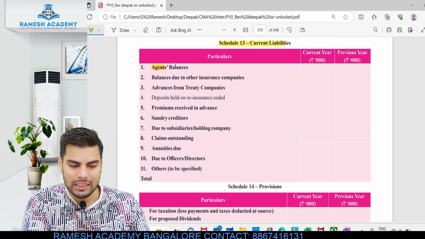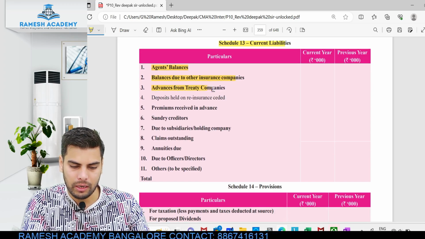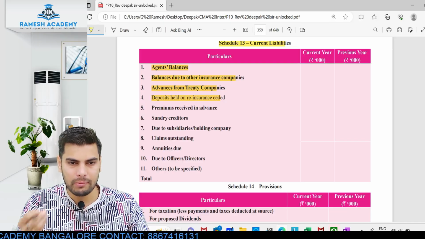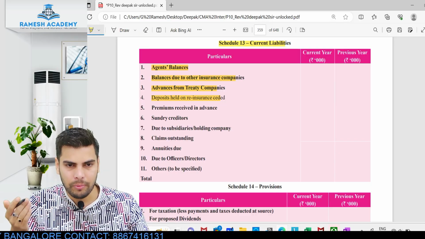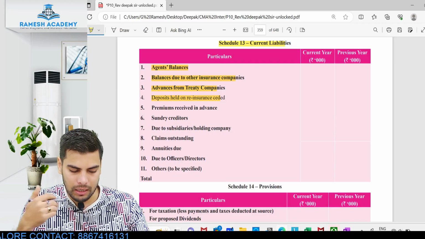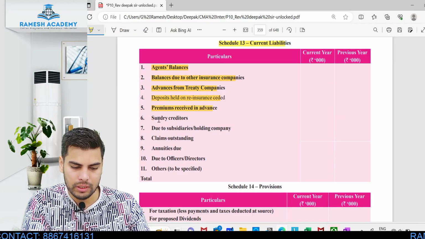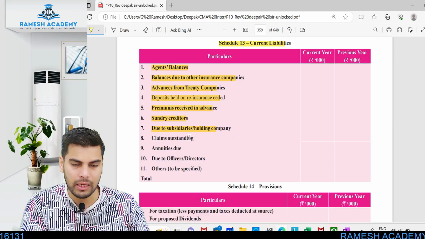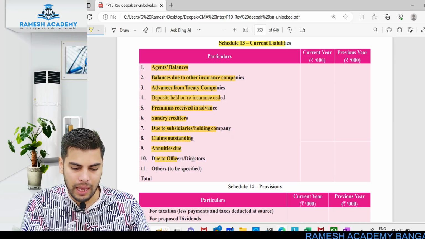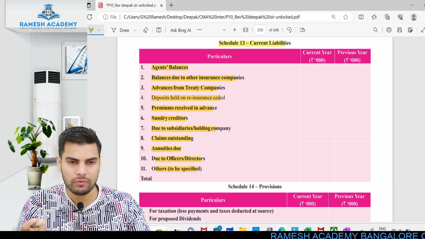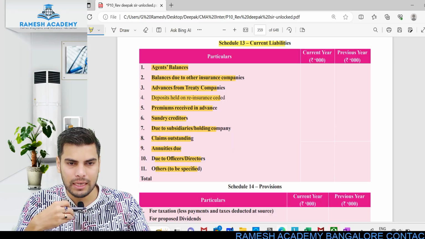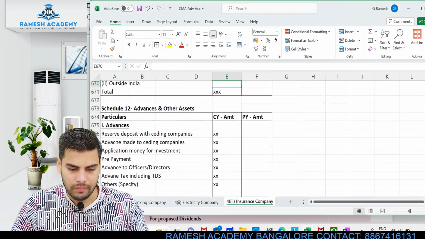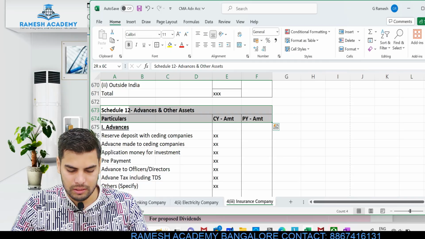Look at this: agents balances, balance to other insurance company, advance from treaty companies, deposit held. If we are holding some deposit, we are supposed to pay it, that becomes our liability. Or if we have made the deposit with some other entity, that becomes our asset or receivable. Premium which you have received in advance, creditors, due to subsidiaries. There it was due from subsidiaries or holding company, here it is due to. Claims outstanding, annuities which are due to officers or directors. From the officers or directors, if the insurance company has collected the amount, that becomes their liability. Others, just specify the nature. A very simple schedule.